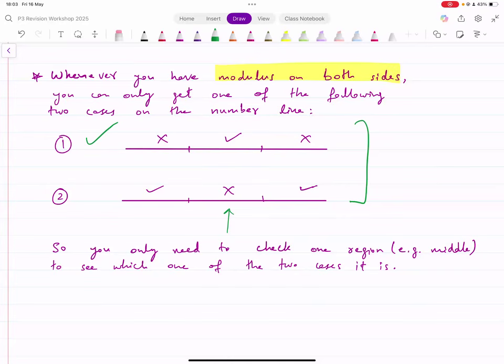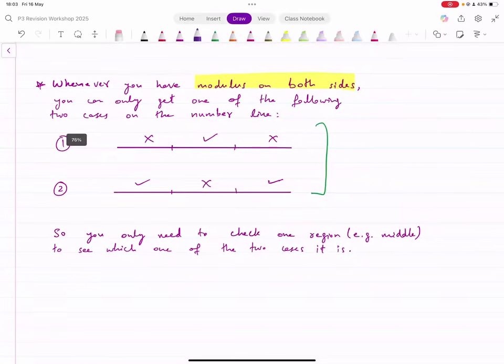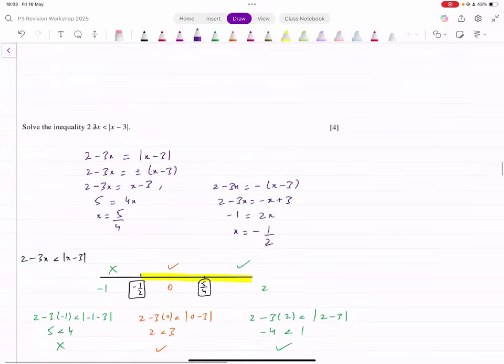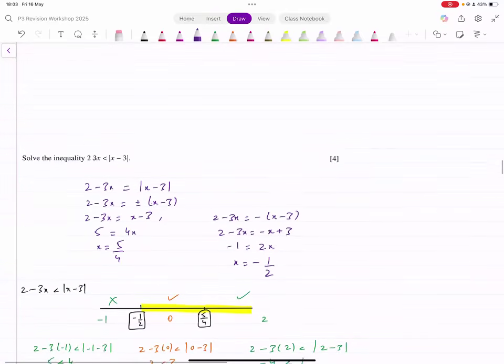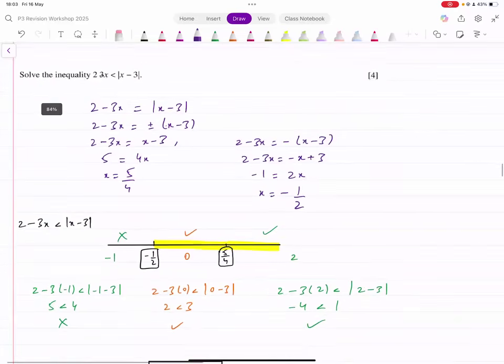If the middle region is wrong, then that means that's the second case, and you would not even have to check the other regions, and that would save time, okay? But that's your choice in this case as well. If you want, you can check all of them as well, but you can save time when you have modulus on both sides by just checking one of these regions, and you would know which of these 2 cases it is, all right? But when you have modulus on one side, you do have to check all 3 regions. These are some examples. You can have a look at them.